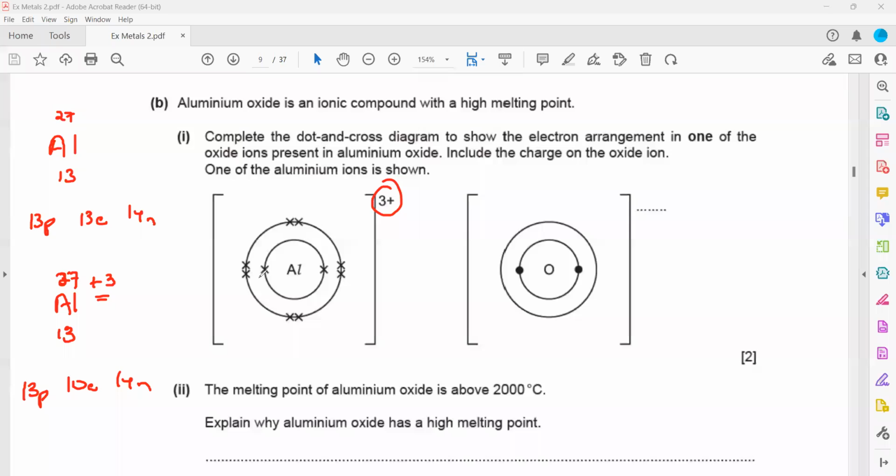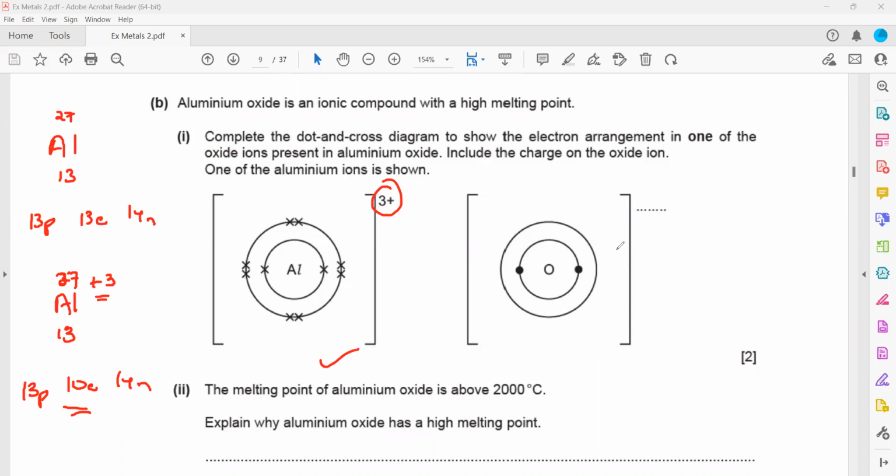The question is, we have to complete a dot and cross diagram for aluminum and oxygen. So aluminum is already done, with 10 electrons arranged: first shell 2 and second shell 8. We have to complete it for oxygen.